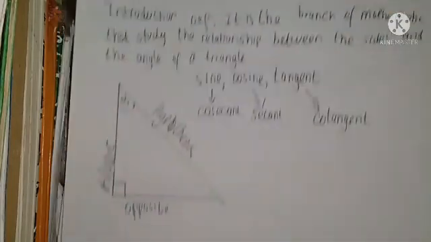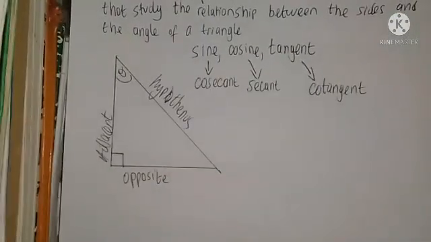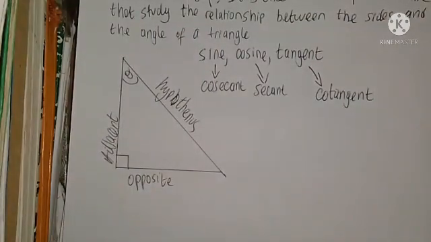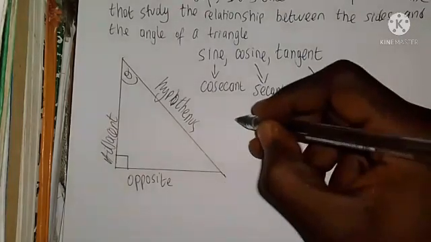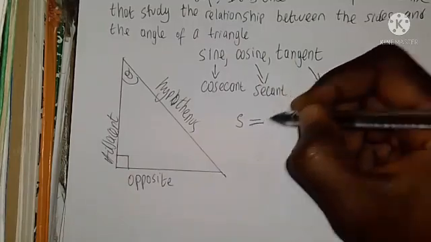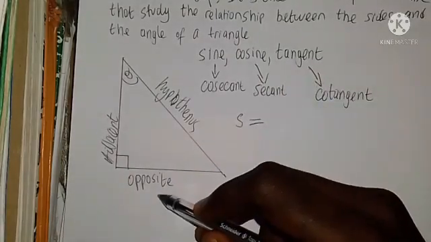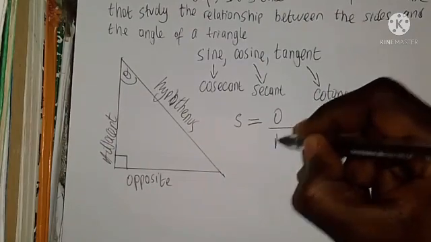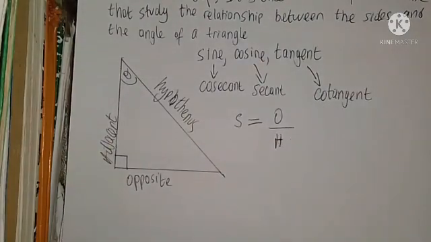Now here, as you can see, we have a triangle, and we have this angle here, theta. So how do we get the formula of sine theta? Sine theta is given by the opposite side divided by the hypotenuse. Let me abbreviate the hypotenuse as h and the opposite side as o. So sine theta equals o divided by h, where the hypotenuse is the longest side of the triangle.